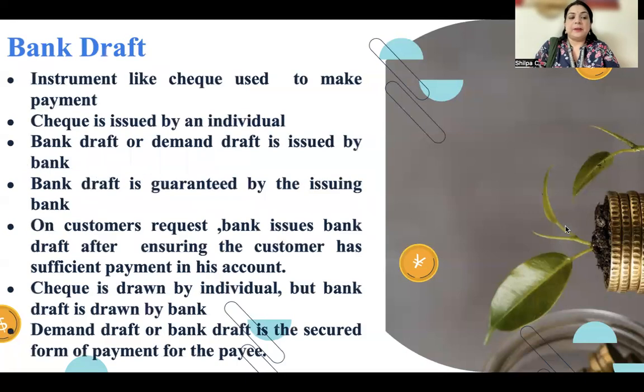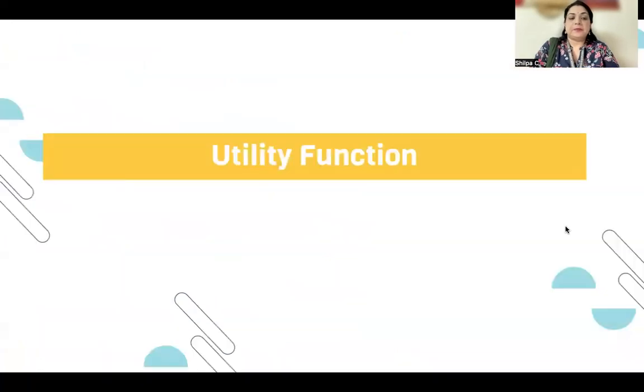Then we have a draft, which is very well known as DD or bank draft. It is an instrument like a check used to make payment. A check is issued by an individual, while a bank draft or demand draft is issued by the bank. A bank draft is guaranteed by the issuing bank. On the customer's request, the bank issues the bank draft after ensuring the customer has sufficient funds in his account. The check is drawn by an individual, but the bank draft is drawn by the bank. A demand draft or bank draft is a secured form of payment for the payee.